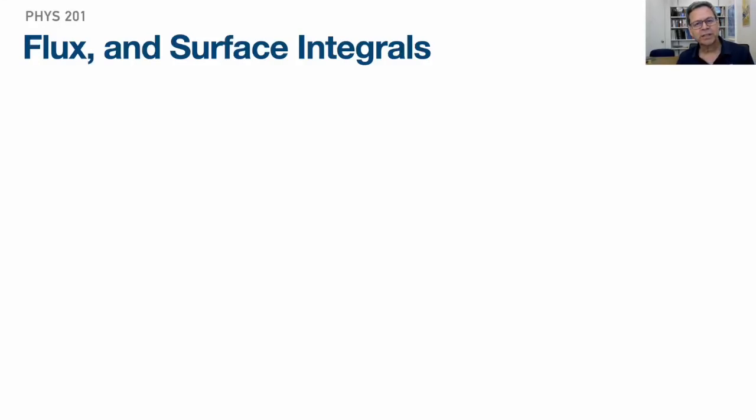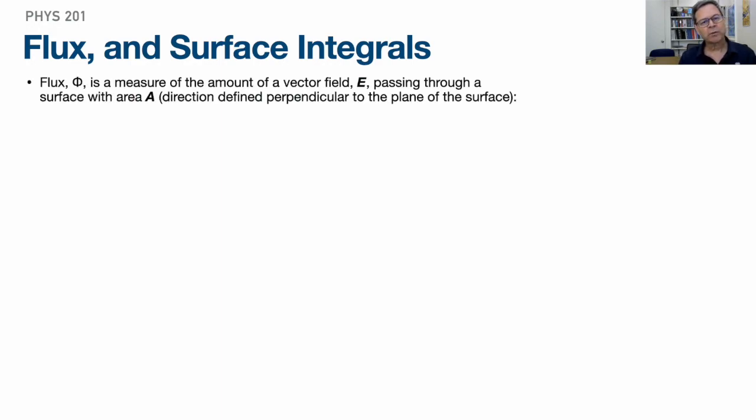All right, in this lecture, let's discuss the concept of flux and also introduce surface integrals. So what we mean by flux is actually a measure of the amount of a vector field, say the electric field E, passing through a surface with an area vector A. And the area vector basically has a magnitude equal to the area of that surface with a direction perpendicular to the plane of that surface.